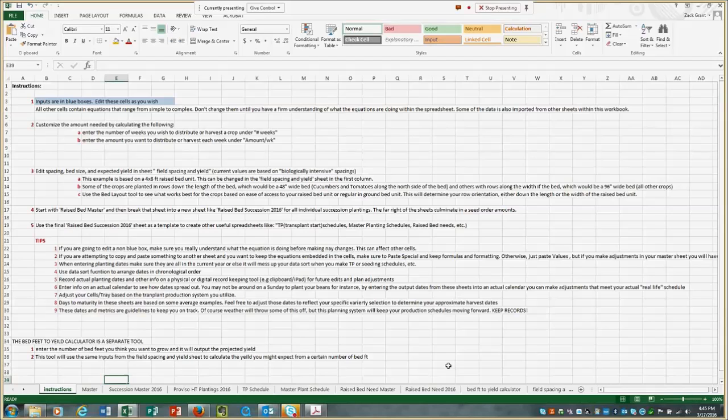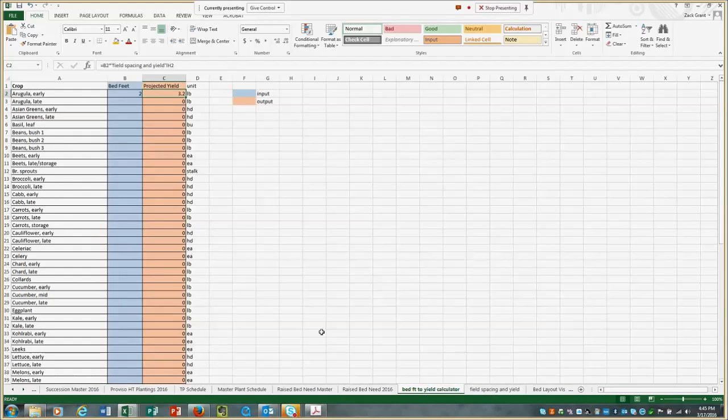Okay, and then there's another. I think I have the bed feet to yield calculator. That's a separate tool. I think I have that in here. That's this tool.